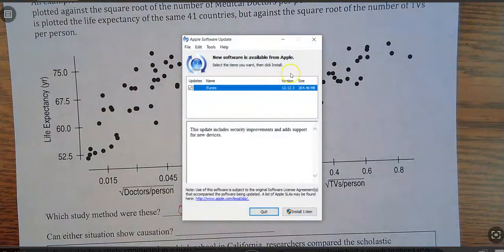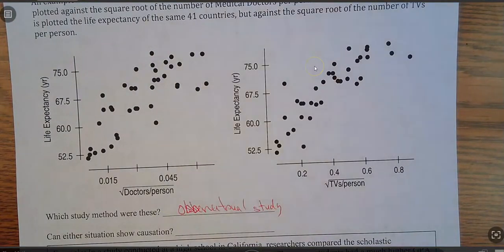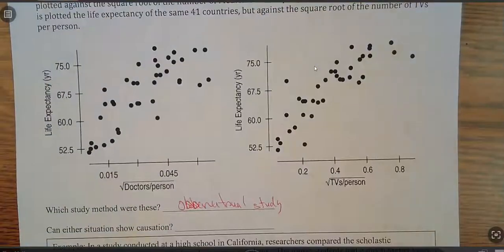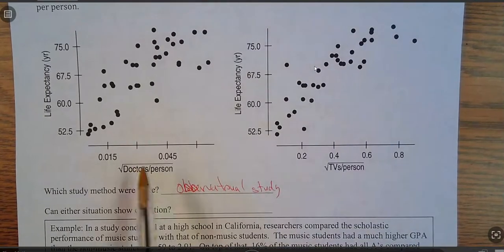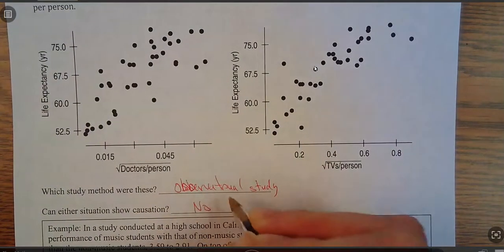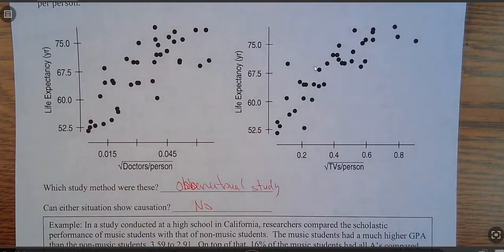So, because it's an observational study, can either of these show causation? Remember, observational study shows correlation. We can't look at these and say that, yes, doctors and TVs make you live longer. It's not true. So neither one of these can show causation because both of them were observational studies.